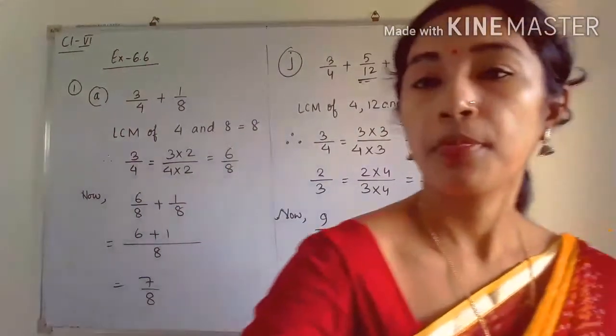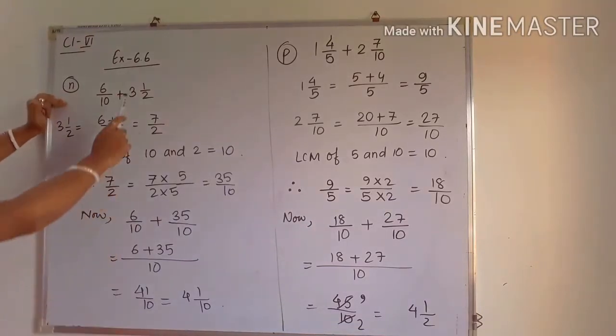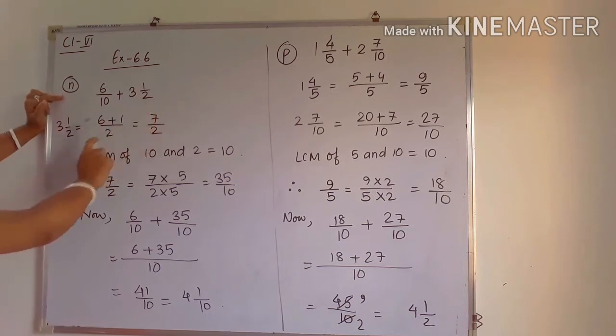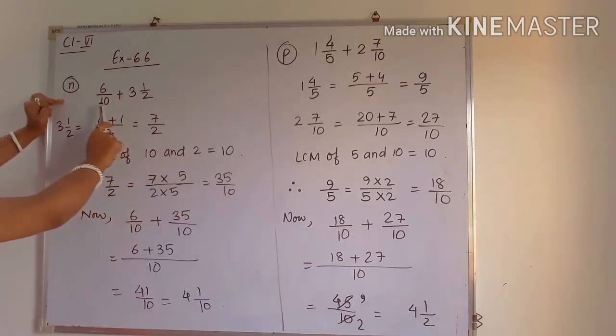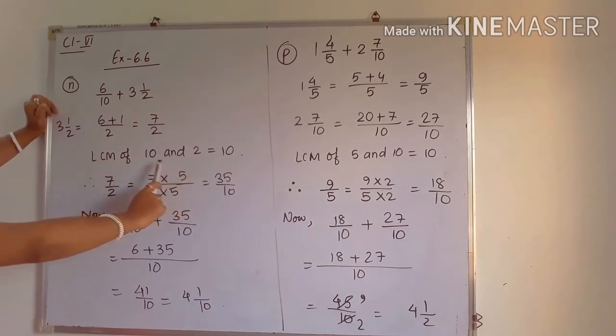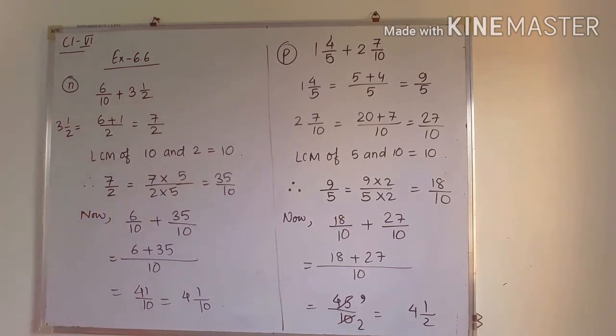So see the next question, number N. Here first of all you have to convert 3 1 by 2 into an improper fraction. So 7 by 2. You know that after converting, the denominator will not change, it will remain the same. So the LCM of 10 and 2 will be 10, because 10 is a multiple of 2. So the greater number is 10 here, so 10 will be the LCM. Now we have to convert the denominator of each fraction to 10.